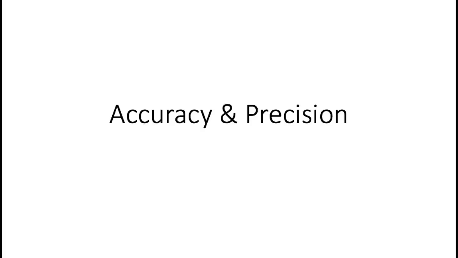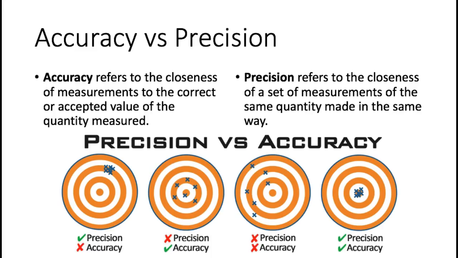Hi, in this screencast we are going to look at accuracy and precision and how we use a calculation called percentage error to report the accuracy of a lab. So accuracy refers to the closeness of a measurement to the correct or the actual or the accepted value. Precision refers to the closeness of a set of measurements of the same quantity made in the same way.